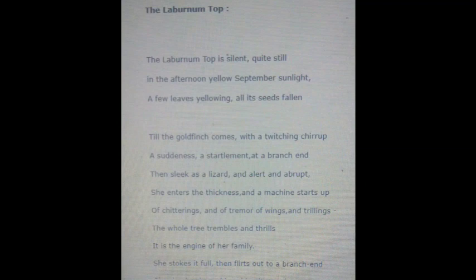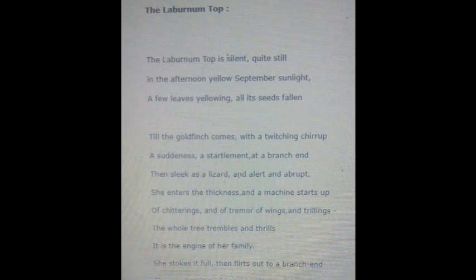Of this bird, goldfinch, and alert. This bird was alert and abrupt. Abrupt also means sudden. So suddenly, at once, the goldfinch comes, and then she enters the thickness. Who is she? She means this goldfinch. She enters the thickness and a machine starts up. What does machine starting up mean? Metaphorically it has been explained here: machine means the tree, leaves, branches, and each and every part of the tree, it starts up.